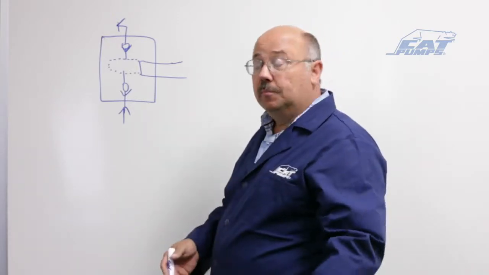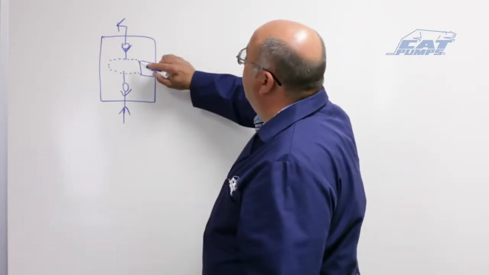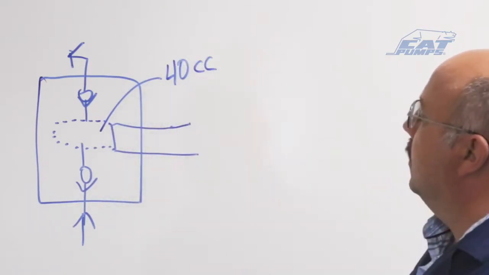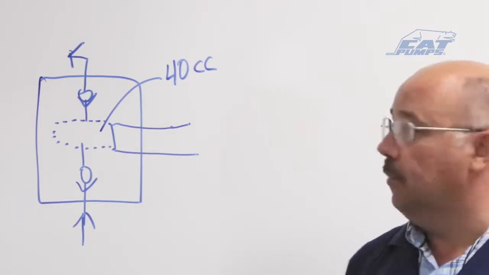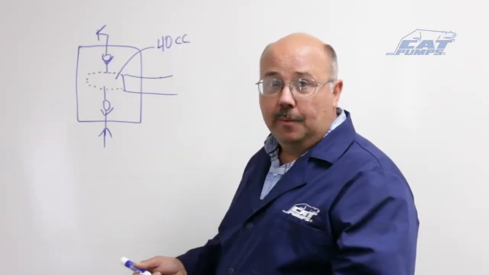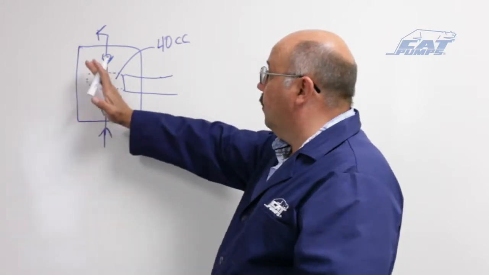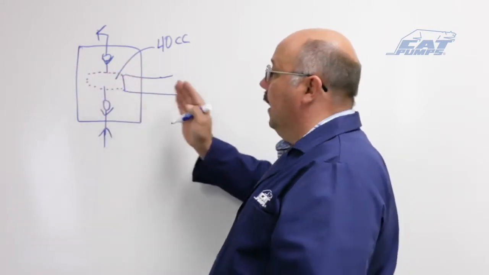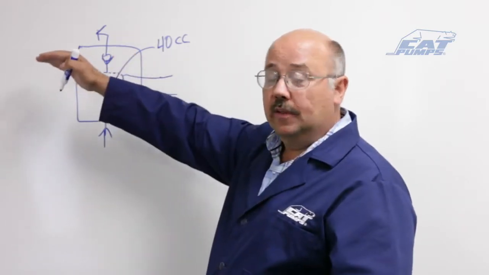Some pumps are larger, some pumps are smaller. But for this example, we're going to talk about a 40 cubic centimeter displacement. That's the volume of that pumping chamber. To operate the pump properly, every time the plunger draws back, it needs to draw in 40 cc's of liquid, and then it'll push out 40 cc's of liquid.